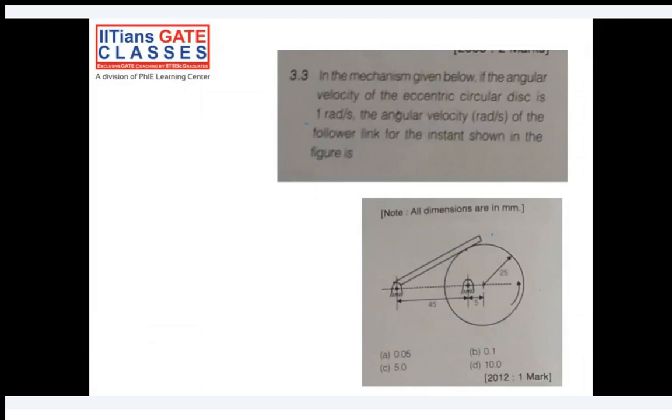I'll draw a simple diagram for it, just to make it clear. Whenever we draw, this is a tangent to the circle, right? And whenever you join it to the center point, you will get a 90-degree angle. So this is 25, this total is 50, and let's assume this angle is alpha. Then can I write it as 50 cos of alpha? Is it correct? Are you following it?